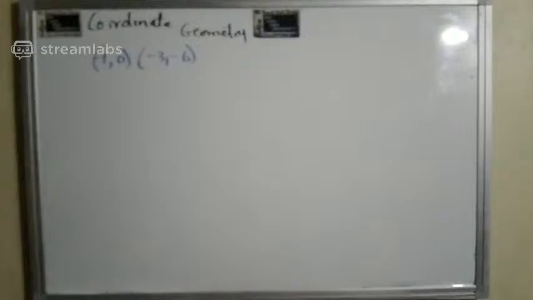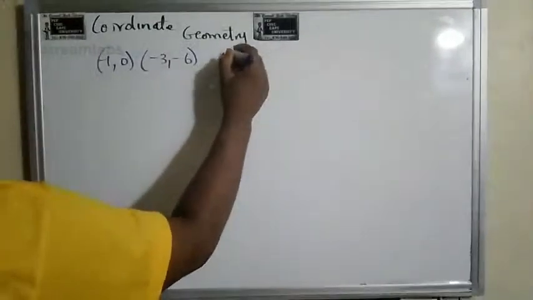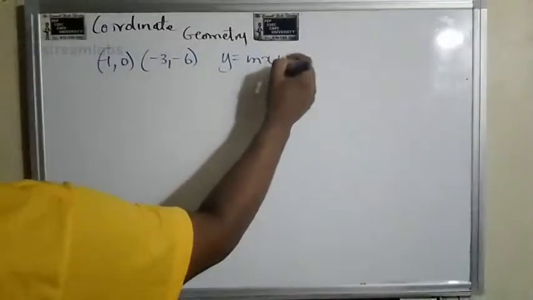Next, we're going to look at finding the equation of a line. Alright, so we know that the gradient is y equals mx plus c.